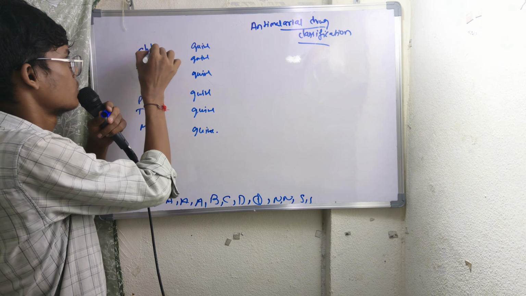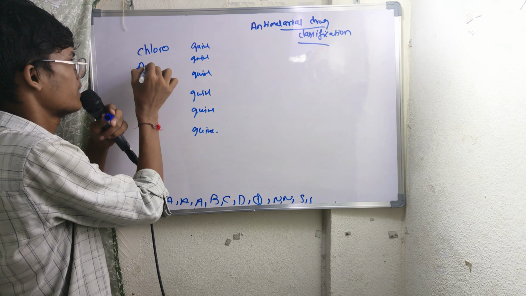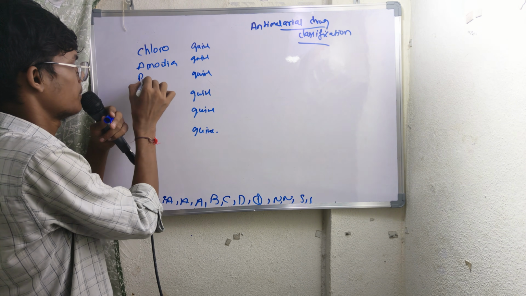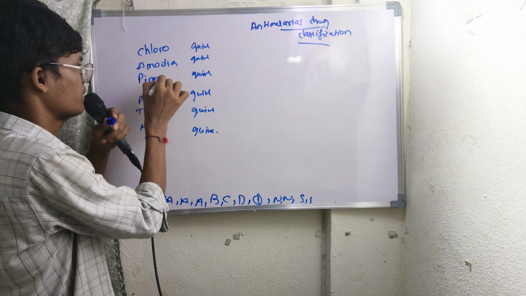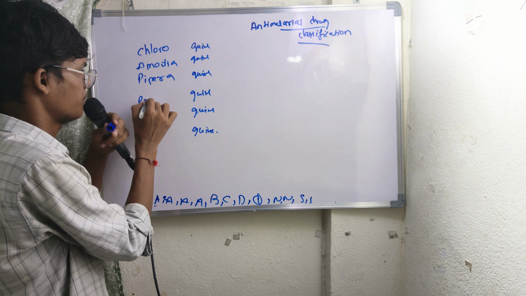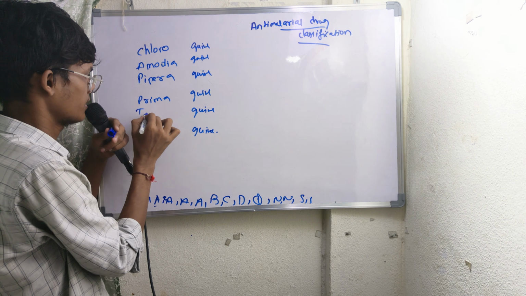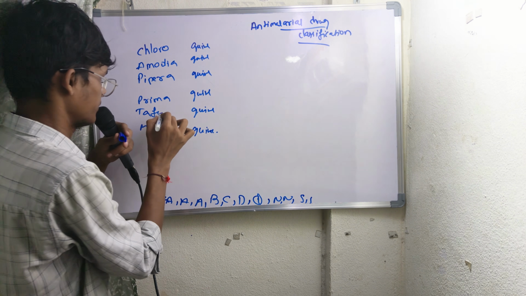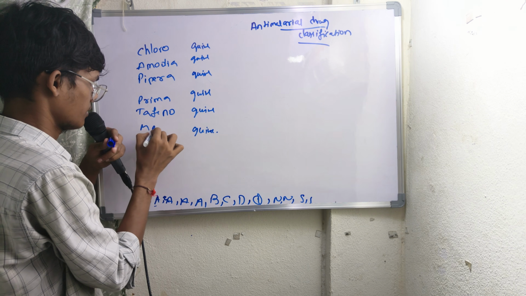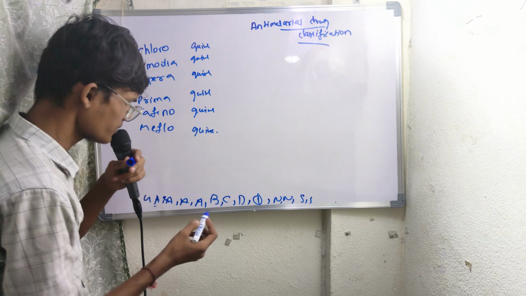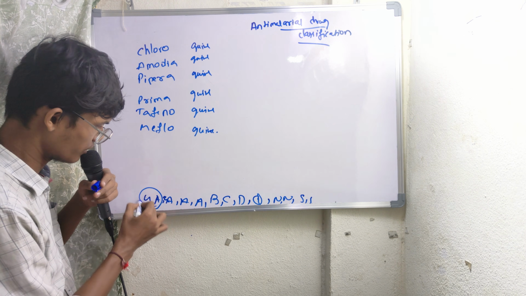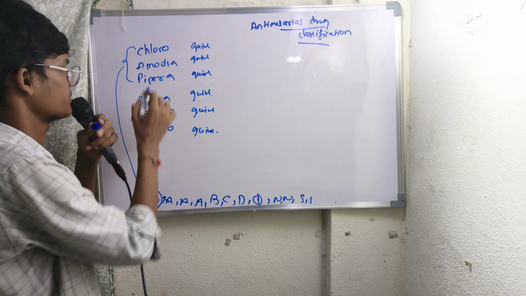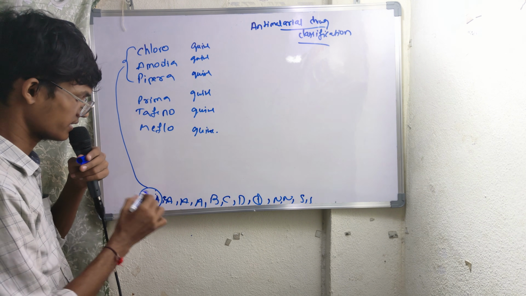From starting it is chloroquine, amodiaquine, piperaquine, primaquine, tafenoquine, mefloquine. Here first we have this 4 A's, right? So take this 4 A near these 3 drugs. This is the first class of drugs.